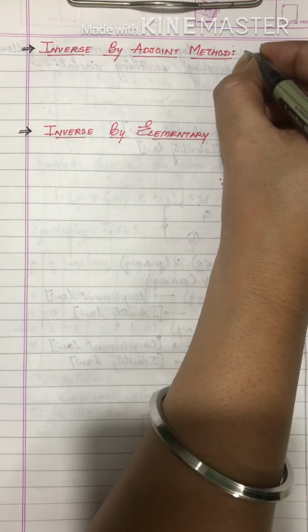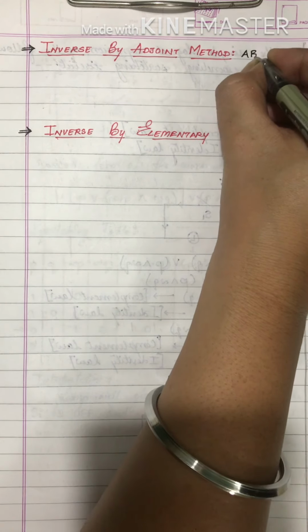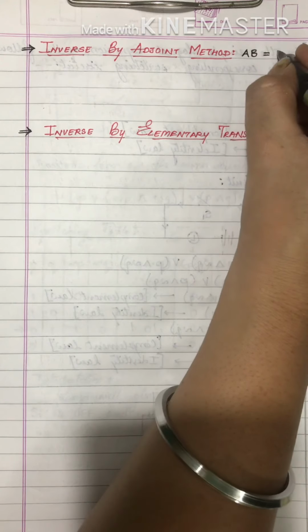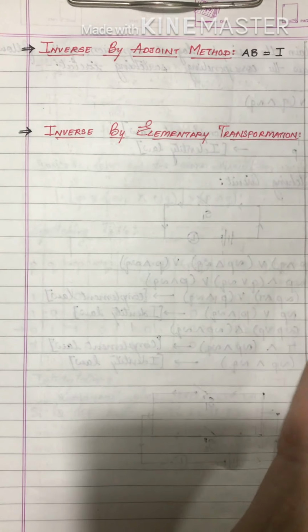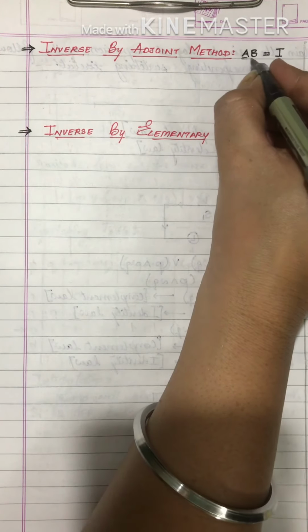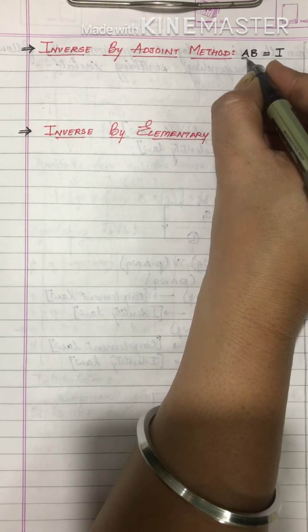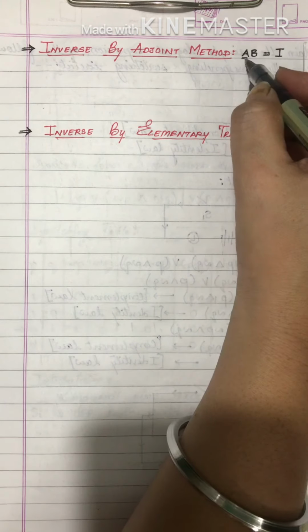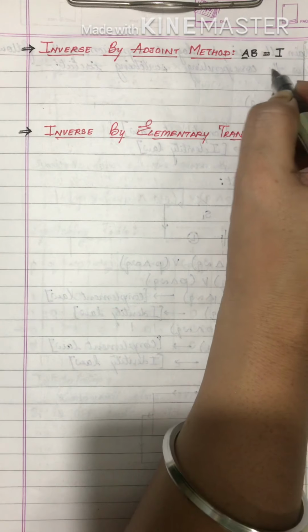Now first of all, what is inverse? Let's say if you have product of two matrices, you get an identity matrix, then each one is said to be the inverse of the other. As in this case, if AB is equal to I, then you will say that A is inverse of B or B is inverse of A.